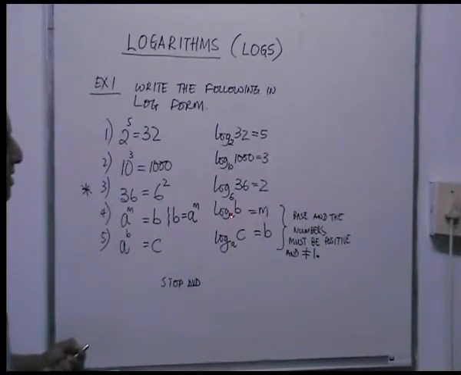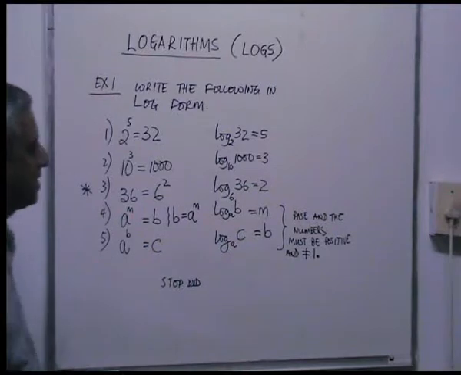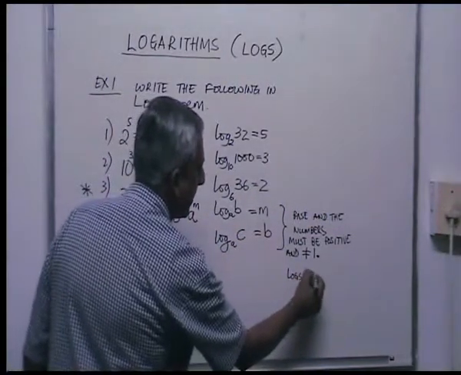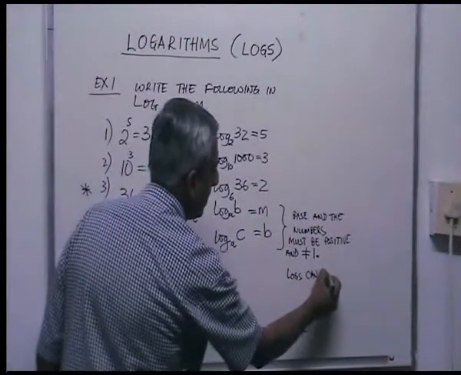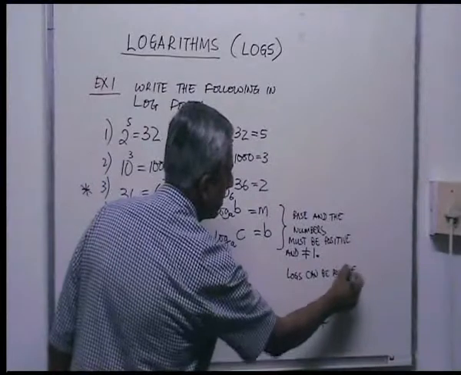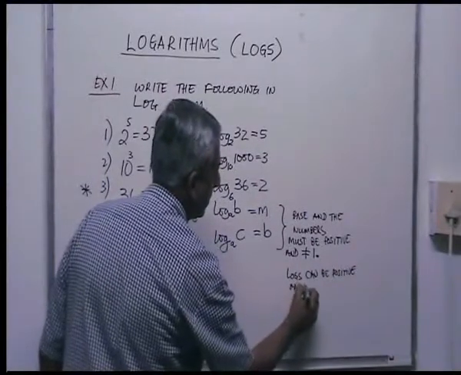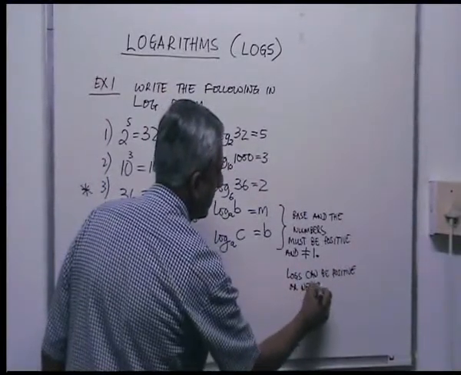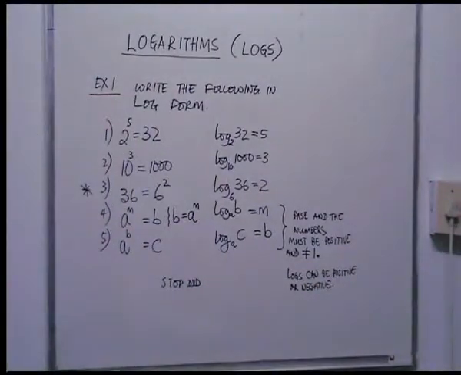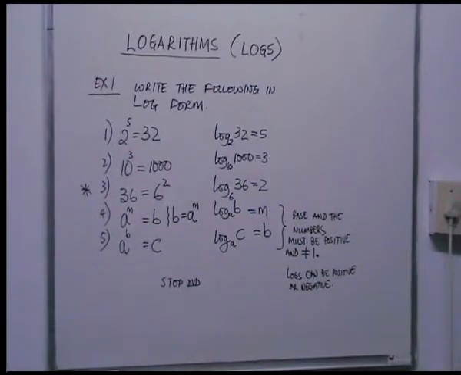So when dealing with letters, that is a restriction. The indices can be anything, or the logs can be positive or negative. The log itself can be positive or negative, right? We'll do a few examples just now to show you how it works. All right, so let's move on.